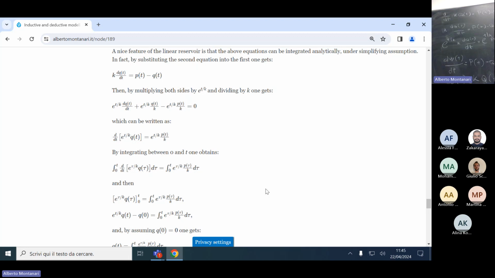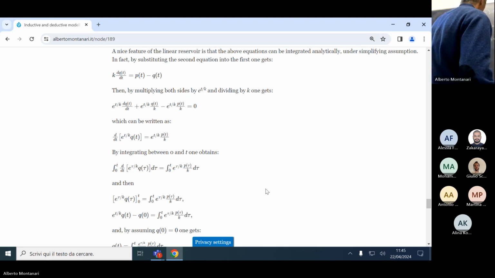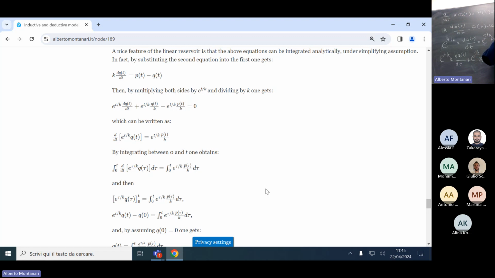So basically, let's bring to the left-hand side the term with the Q that is now in the right-hand side. So let me rewrite this in this way: e to the power of t over k, K dQ over dt, plus e to the power of t over k, QT. And this is equal to e to the power of t over k times P. Okay?